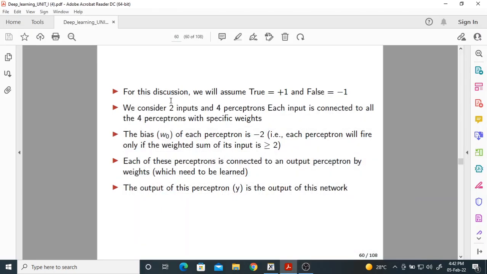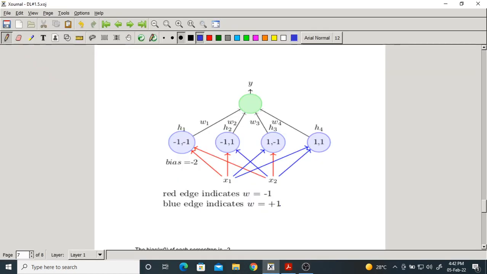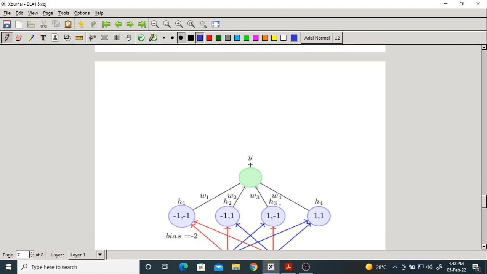So for the discussion, we assume that true means +1, false means -1. Boolean means 0 and 1s, no? You know already, 0 and 1. But in the case of 0, we write -1. 1 means +1, like this. We don't write 0 here. We write -1 and +1.